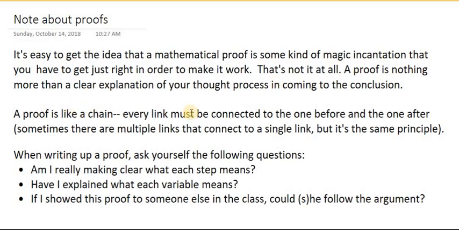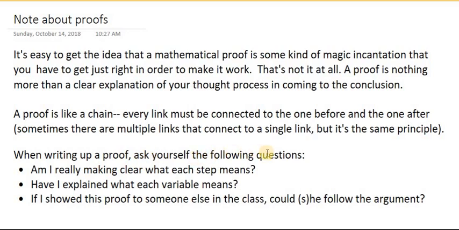Now, proof is like a chain. Every link must be connected to the one before and one after. Sometimes there are multiple links that connect to a single link, but it's the same principle. So everything you say, you need to connect it to what you've asserted or proven previously and what you want to conclude from that statement.